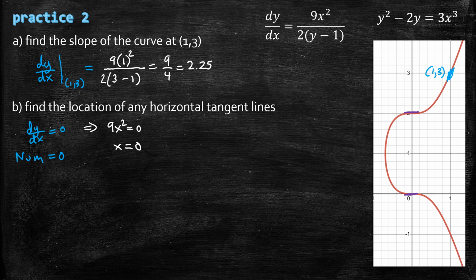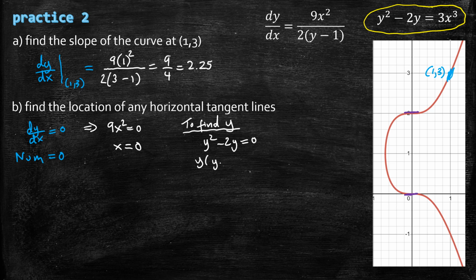So how do we find the y coordinates of those? Well, I know you can read them from the graph, but you should get into the habit of using the equation. Okay, so here's the original equation relating x and y, and all we have to do is plug in x equals 0. So we get y squared minus 2y equals 0, y times (y minus 2) equals 0. So y equals 0 and y equals 2 are the two y coordinates that go with x equals 0, and then we see here that (0, 2) is one horizontal tangent line, and (0, 0) is the other.